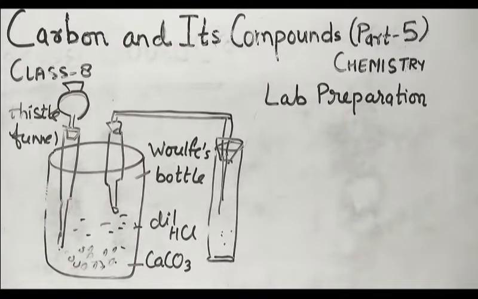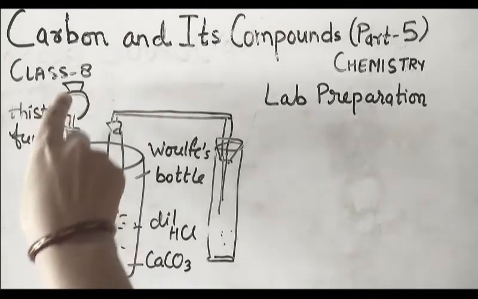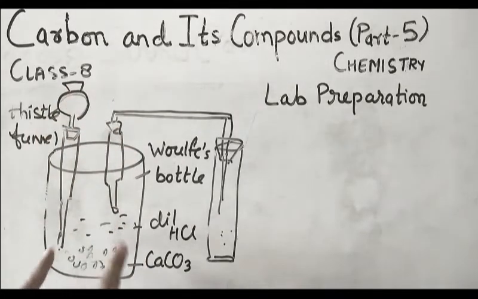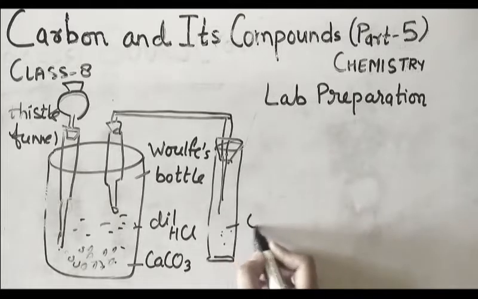Now what happens here? As the dilute HCl is added to the calcium carbonate, effervescence, some bubbling, will start inside. The acid you put through the Thistle funnel reacts with the marble, and carbon dioxide gas is released, which is heavier than air. Then it is collected in this jar, where the CO2 gas will collect.